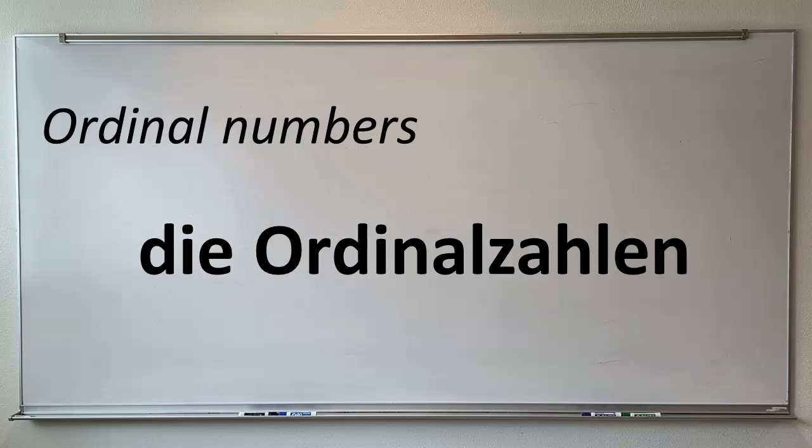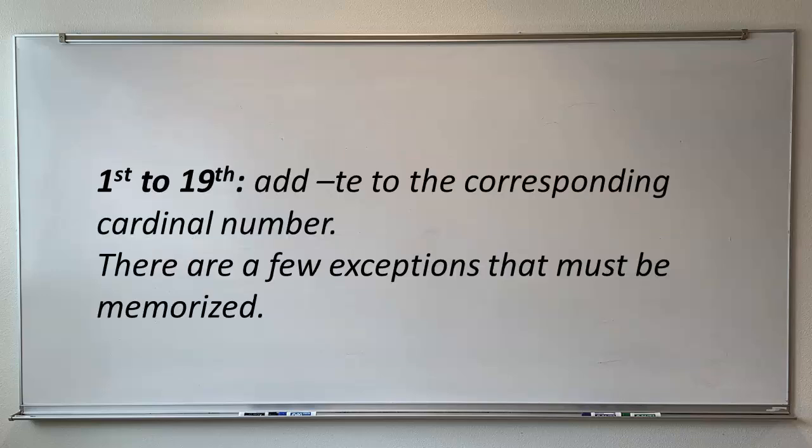In this lesson we are going to learn how to express the date in German. Before we do that, we're going to review the exciting ordinal numbers, the Ordinalzahlen. Remember that from the 1st to the 19th, you add TE to the corresponding cardinal number. Remember, cardinal numbers are the counting numbers.